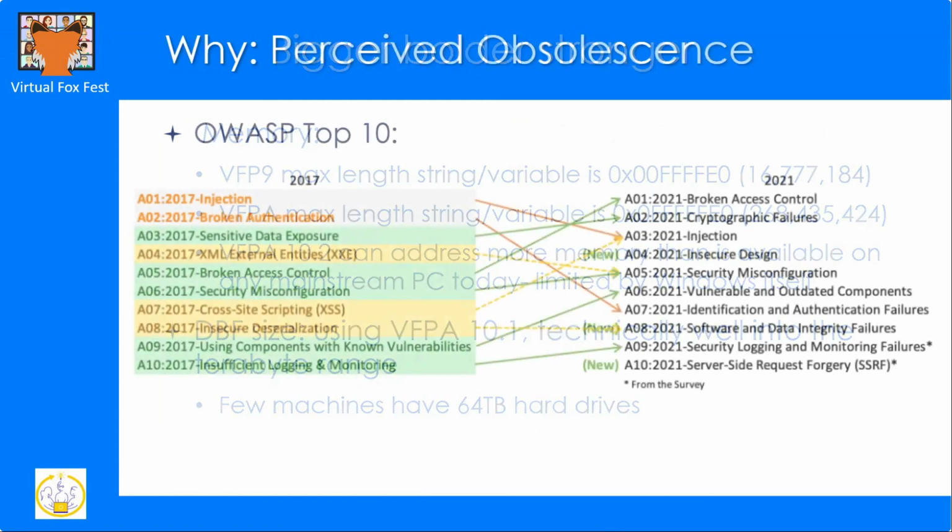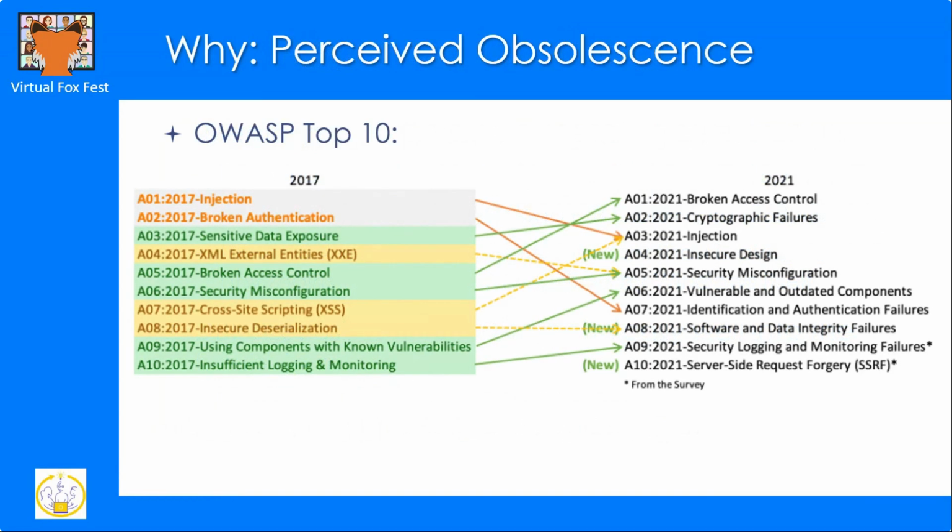There's another reason why. VFP9 has got a significant perception problem. Now, this is the OWASP top 10 risk list. OWASP is an international consortium which focuses on development risks. And what you can see is they produce a list every few years. There's actually one overdue. There's meant to be a version in March 2025. It's late. But between 2017 and 2021, you can see that using components with known vulnerabilities at position 9 moved up to position 6. It's now called vulnerable and outdated components.